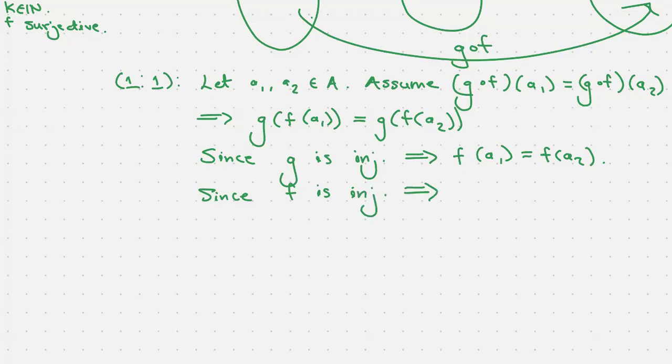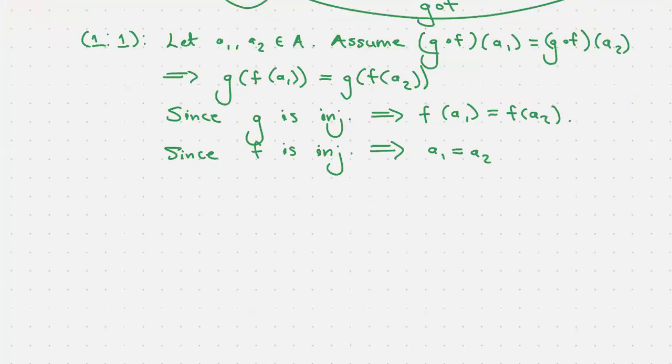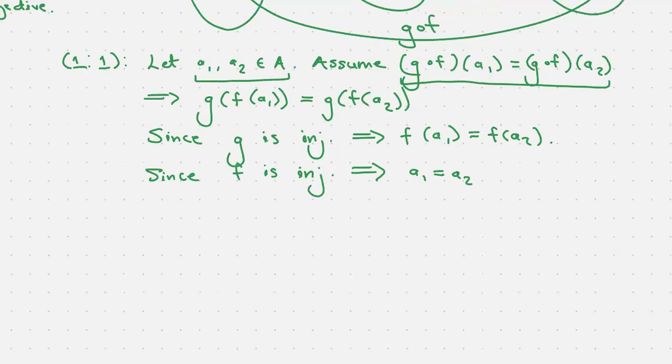And so again, we showed that for two arbitrary elements in the domain, if their images are equal to each other in the codomain set, then this implies that they're equal back in our domain. And so we've shown that g of f is injective. Okay, let us move on to onto.